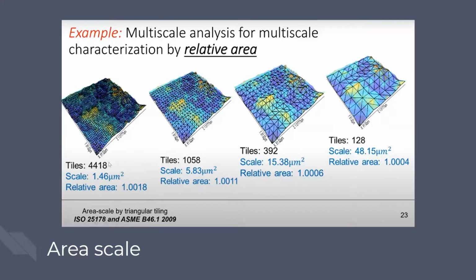In area scale, tiles are used as two-dimensional units to accurately measure surfaces. In the first picture, all the way on the right, tiles generally line up with the surface. As we move left and more tiles are added, the scale decreases and measurement becomes more precise, gradually increasing the relative area as the tiles come closer to matching the actual surface.